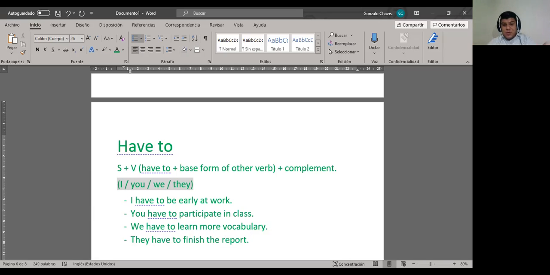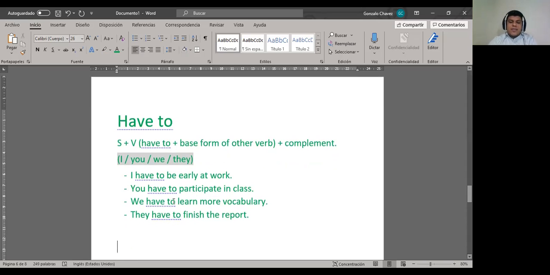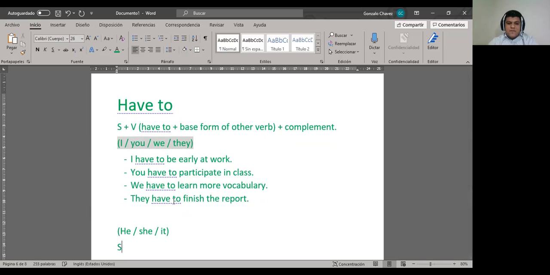the report, giving you extra explanation, right? They have to finish the report. When we talk about the third person singular, in this case, we have he, she, and it. The principal verb is going to change a little bit, but most of the structure is maintained. For example, you go for the subject, in this case, as you know, he, she, it, plus the verb. In this case, the verb is going to be has to, plus a base form of a verb, plus a complement. That is the structure for this.